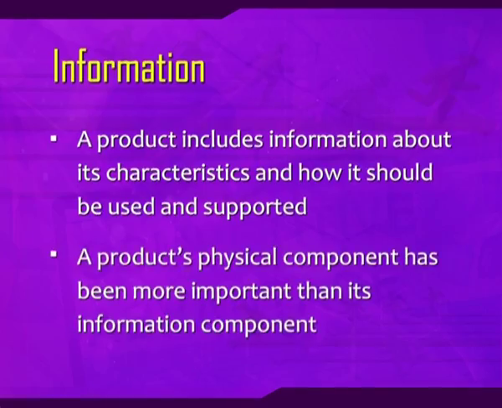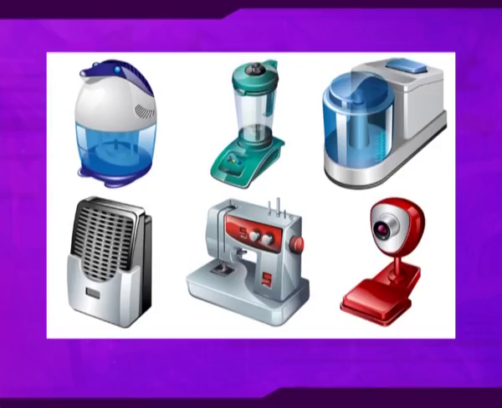Historically, a product's physical component has been more important than its information component. The new technology, however, makes it feasible to supply far more information along with the physical product. For example, General Electric's appliance service database supports a consumer hotline that helps differentiate GE's service support from its rivals.